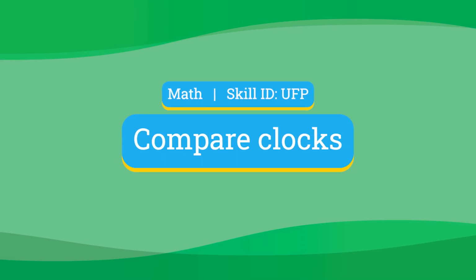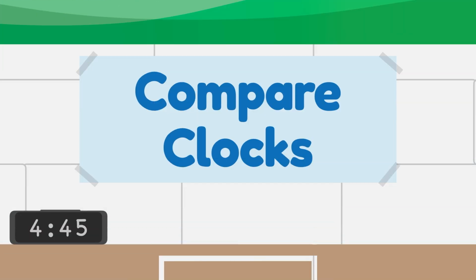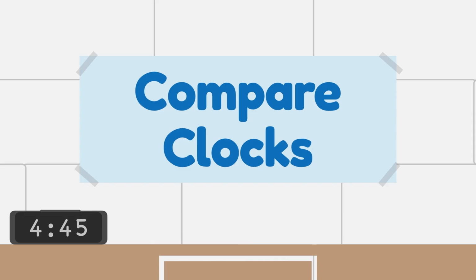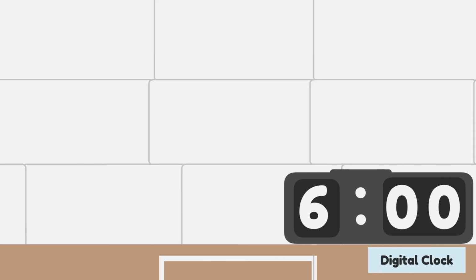We can compare clocks to compare time. Let's learn how. First, let's review how to read a digital clock. The digital clock uses numbers to show the time. The numbers before the two dots show us the hours. The numbers after the two dots show us the minutes.